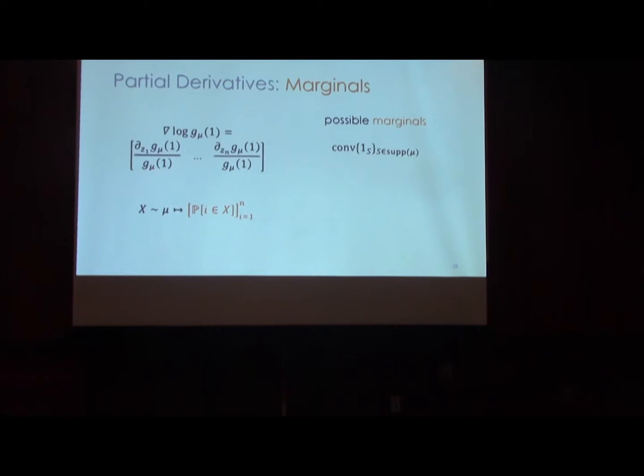So this marginal vector can only be a convex combination of the support of your distribution, right? Because you're selecting a random subset, and this marginal is just going to be the convex combination of the indicator variables for the subsets inside the support of your distribution. So I know that this vector is going to be inside this convex hull.